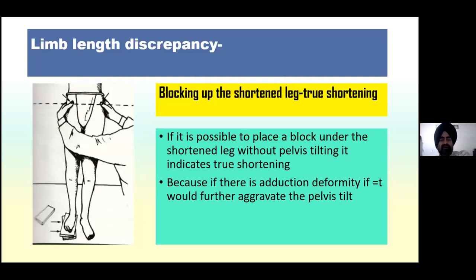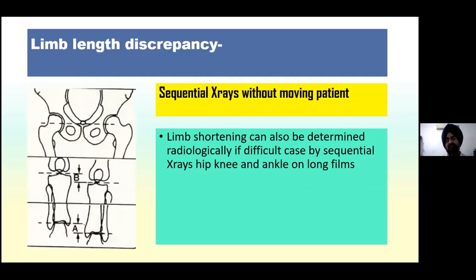Another way to measure the limb is to keep a few blocks under the foot to level the pelvis. And the height of the blocks which is needed to correct the deformity is indicative of how much the limb is shortened. This is an indirect way to do things. Or in very difficult cases, we can even go for sequential X-rays. Limb shortening can also be determined radiologically in a difficult case.